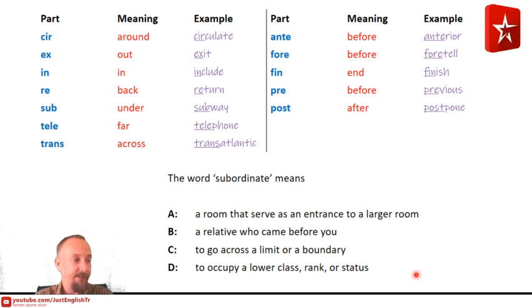A, B, C or D, boys and girls? Oh, they're very good. Berkan says D, Jada D, Aina D, Rana. Welcome to the class, Rana.